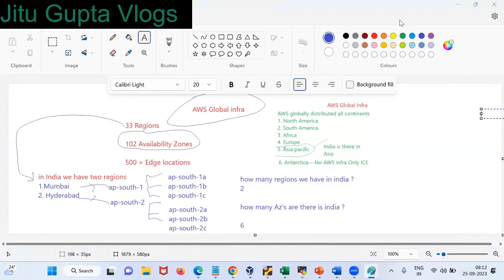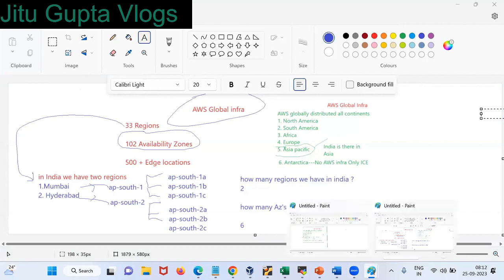AWS is nothing but Amazon Web Services. It's distributed across the entire world. Not only in Australia, not only in America, not only in Pakistan. It's distributed across the entire globe. Clear? Don't confuse that AWS is there only in India, only in Australia, or only in Mumbai. It's entirely distributed globally, and that's the reason I'm talking about continents.